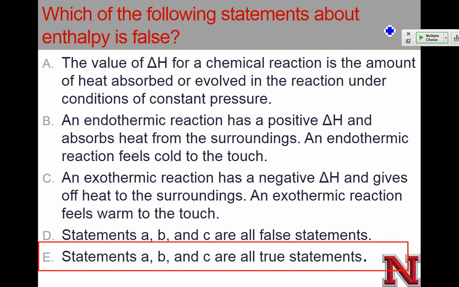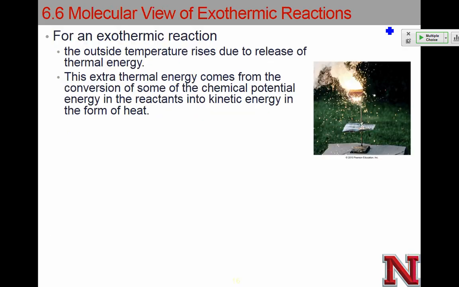And often in chemistry, when we're studying things, we will keep certain things constant to make it easier to represent the system. The more variables you have, the harder it is to represent a system quantitatively, so we'll often do that. An endothermic reaction has a positive delta H and absorbs heat, that's true, and an exothermic reaction has a negative delta H and gives off heat. So it feels warm to the touch.